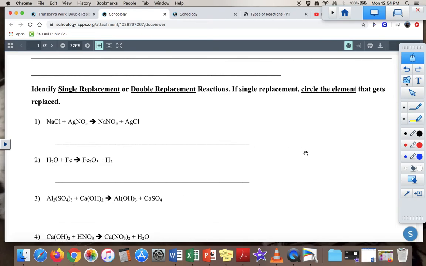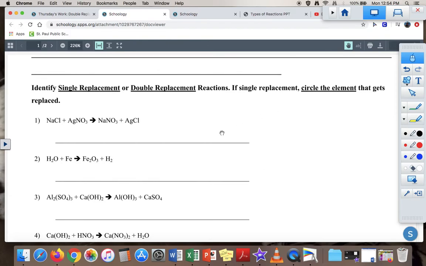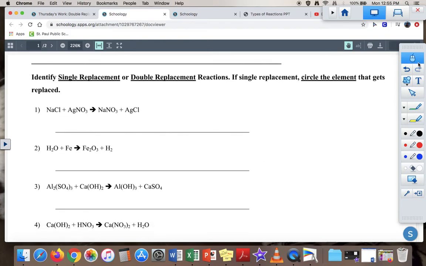The next part of the worksheet is really just identifying if a reaction is a single replacement versus double. It does say circle the element if it's single. This is really helpful when you're looking at these types of reactions. So for example, if you look at that first reaction, you're going to notice that you have a compound, another compound, and then when they switch, you still end up with two compounds. You're going to notice that the Cl and the NO3 actually switched places. Because you have two new compounds being formed, you would consider this a double replacement reaction. And again, please don't make fun of my horrible handwriting trying to use a mouse to write on here.